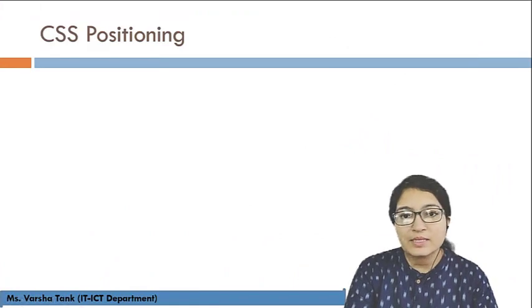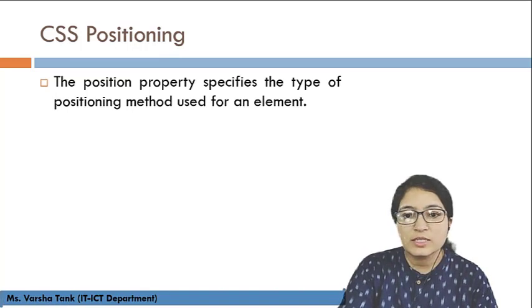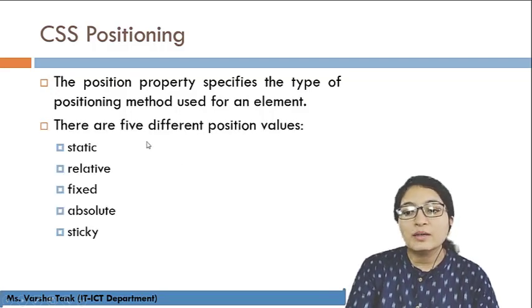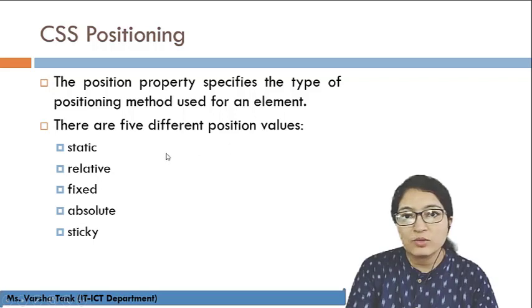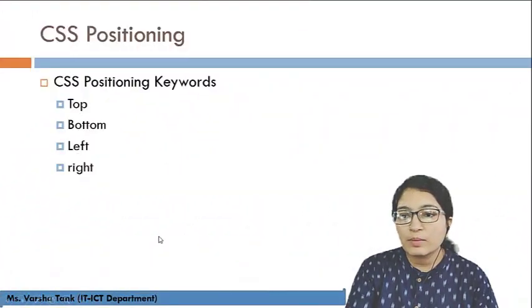Now next topic is CSS positioning. So CSS positioning, what does that mean? The position property specifies the type of positioning method used for an element. There are 5 different position values: static, relative, fixed, absolute and sticky. Okay, so let's see about these one by one. Now these are the CSS positioning keywords: top, bottom, left and right.